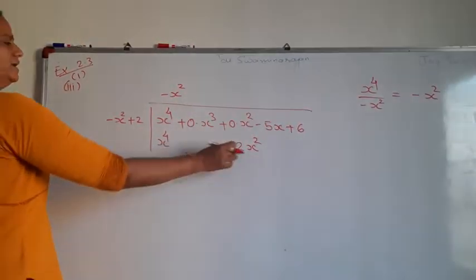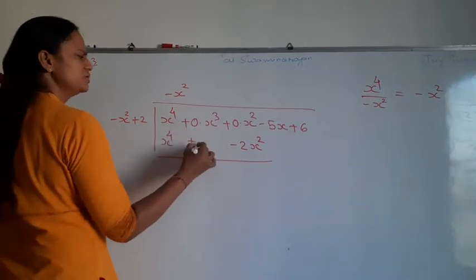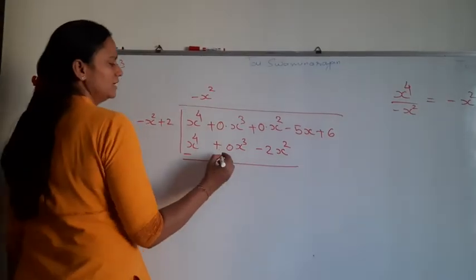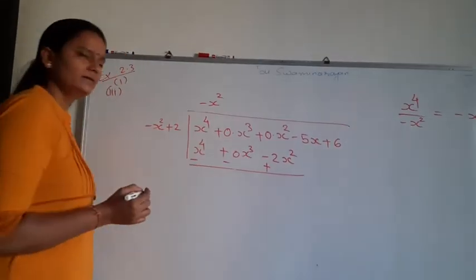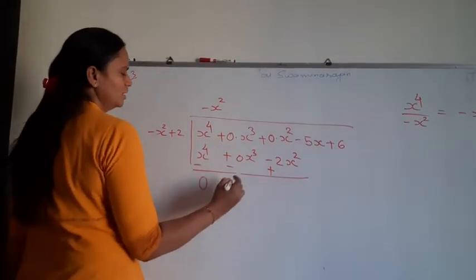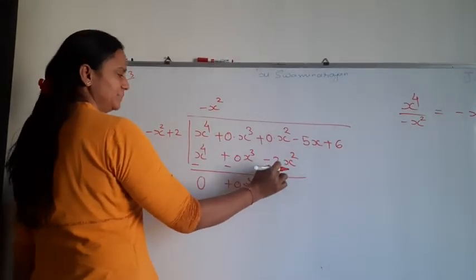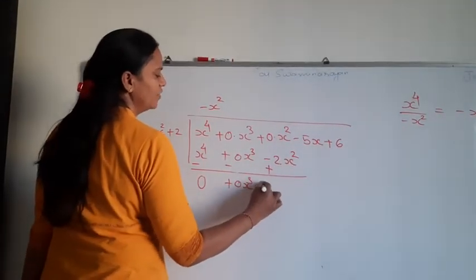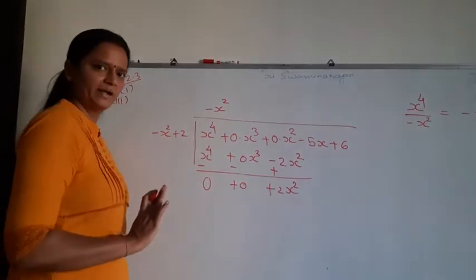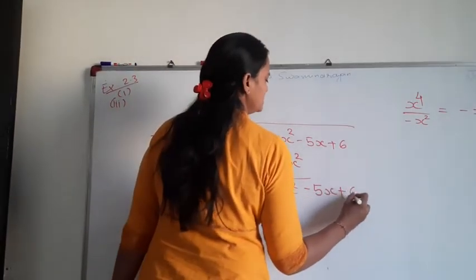Okay, I am writing the like terms together. Here we don't have any term with x cube, so I am writing here 0x cube. Now let us change their signs. So minus, this will be minus, and here it is plus. Now x raised to 4 minus x raised to 4 is 0, 0x cube minus 0x cube, and 0x square plus 2x square, so here we will have plus 2x square. 0x cube means 0, so I am simply writing here 0. Now let us bring minus 5x and plus 6 down.